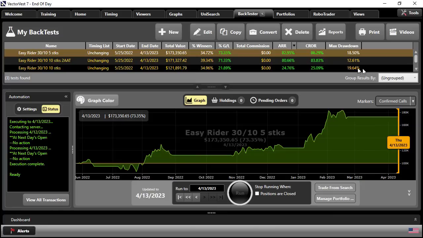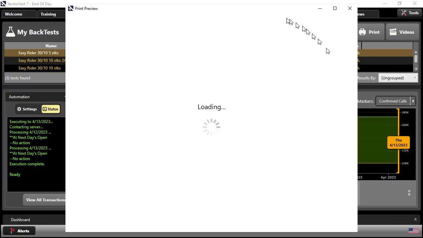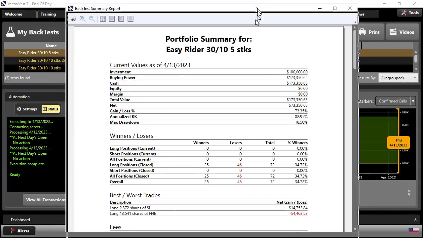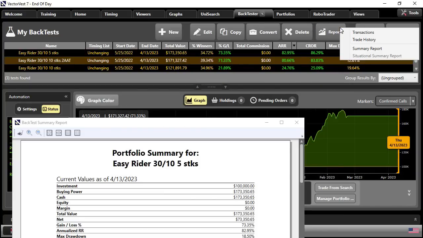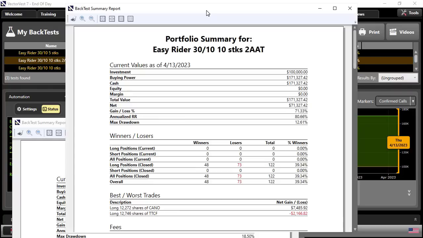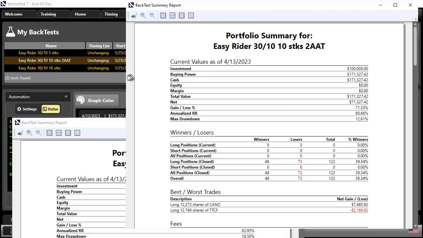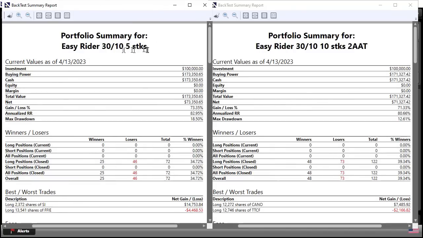But let me show you the big difference, which might be the decision maker for you. I'm going to go into the reports button and look at the summary report for not only our 5-stock portfolio, but let's also look then at our 2-at-a-time portfolio. Let's see if I can get both of these on the screen at the same time. So the 5-stock portfolio here to the left, the 10-stock 2-at-a-time portfolio here to the right. Even though our gains are very close, the 5-stock portfolio had substantially fewer trades, much less actively traded than our 10-stock portfolio, which had 122 trades.